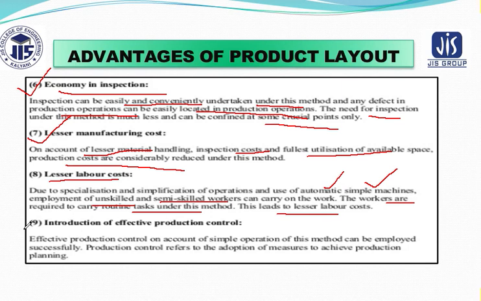And finally it is the introduction of effective production control. Now effective production control, on account of the simple operation of this method, can be employed successfully, and production control refers to the adoption of measures to achieve the production planning also.